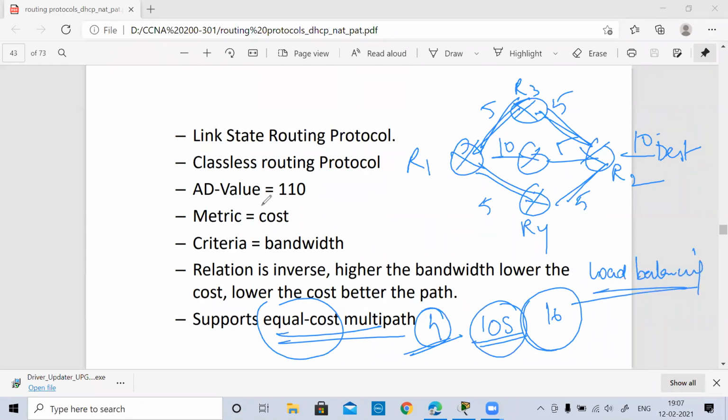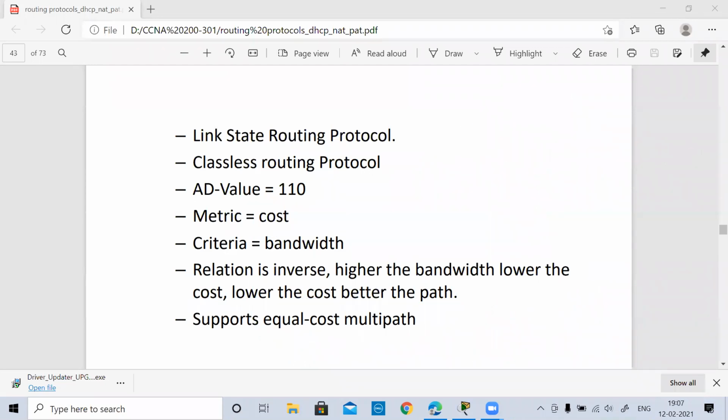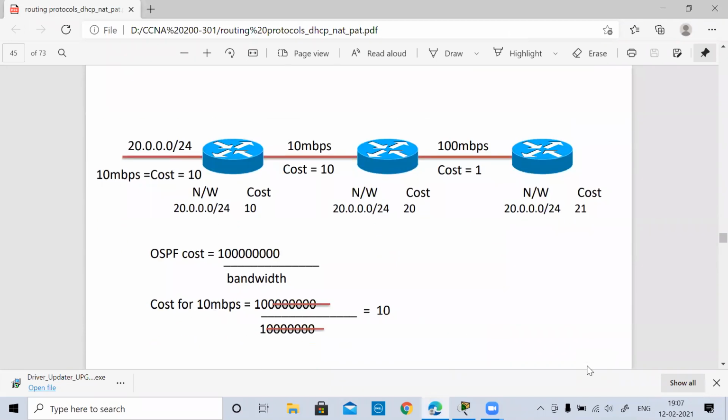Okay, how the cost is being calculated, now we will see. The parameter to calculate the cost is the bandwidth, and the relation is already given: the higher the bandwidth, the lower the cost, and that will tell you about the better path. So you will find the calculations here. Okay, so the link bandwidth: here we have a 10 mbps link and a 100 mbps link. The reference is considered as 100 mbps.